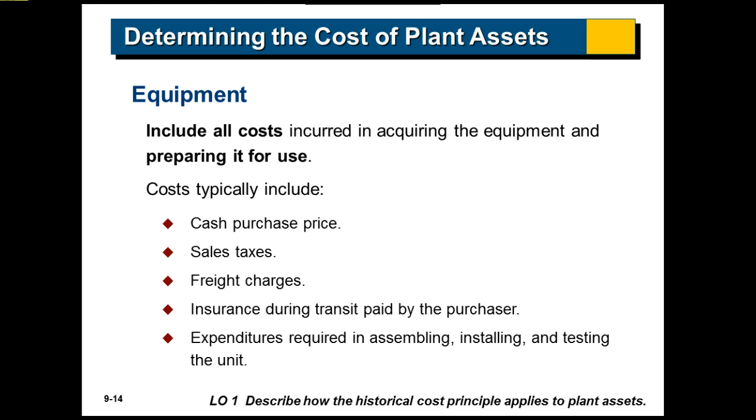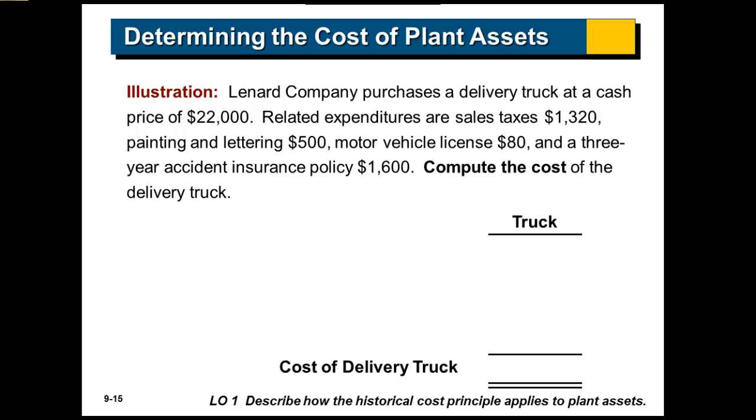Same with equipment. I think we've gone over some of this before, but the cost of the equipment, the shipment, the sales tax, and then anything that you have to do to get it ready for service will all be capitalized in that equipment. So in this scenario, Leonard purchases a delivery truck at a cash price of $22,000. In addition are sales taxes of $1,320.